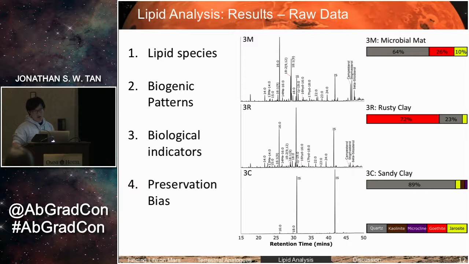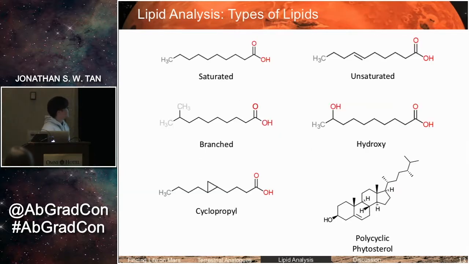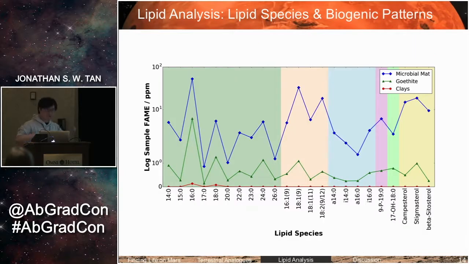So before I go into the raw data, let's remember what the different types of lipids are. So these are saturated lipids. They don't have any functional groups other than the carboxyl group at the end. And the other fatty acids are named depending on what functional group they have, for example, a double bond, an extra methyl group, or a hydroxyl group. So this is the GCMS data, except with colors this time.